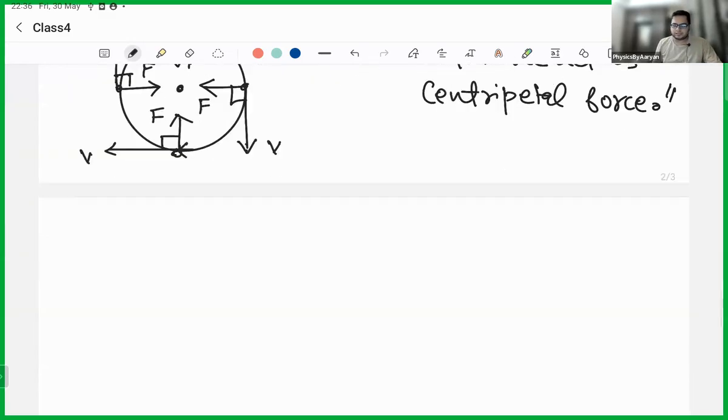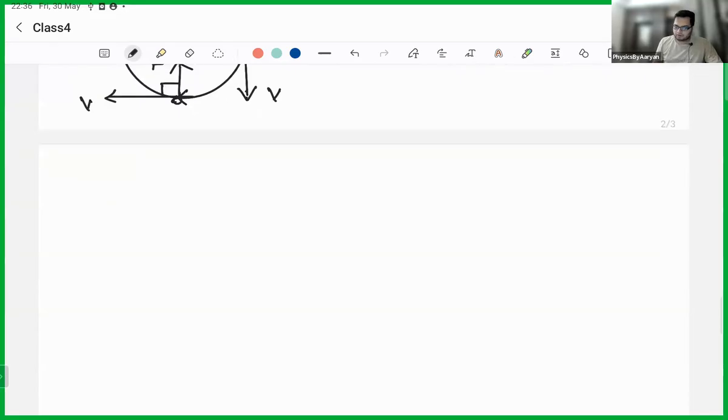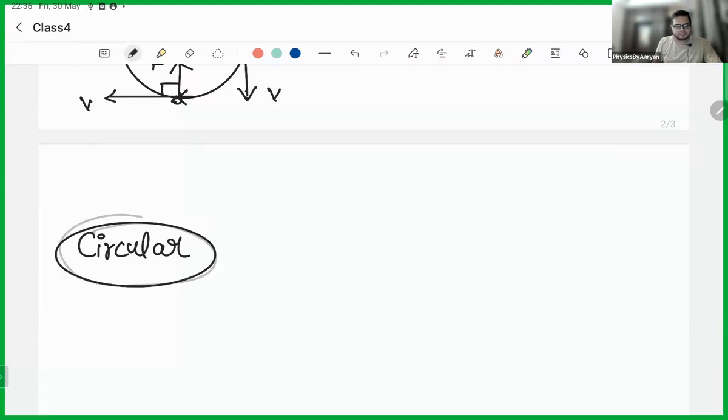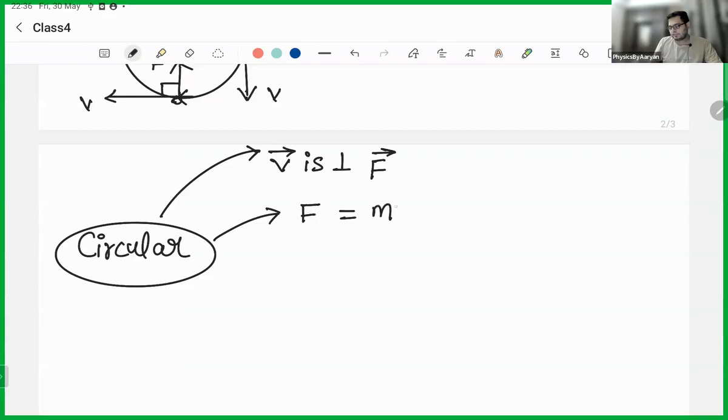Next point. Let's do mathematics. In physics, whenever you see a circular motion, it happens whenever the velocity is perpendicular to force. There is the same mathematics whenever you see a circular motion. So what is that mathematics? Whatever force is acting, you equate that force with mv square by r. This mathematics remains the same in all situations.